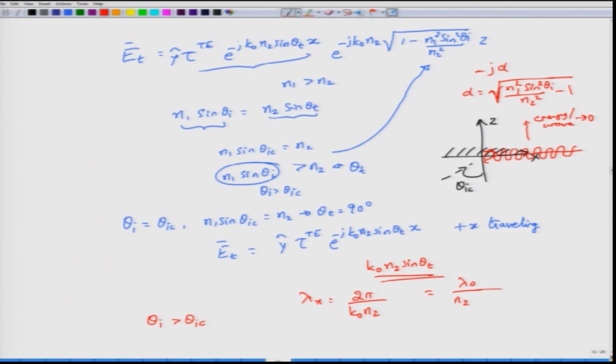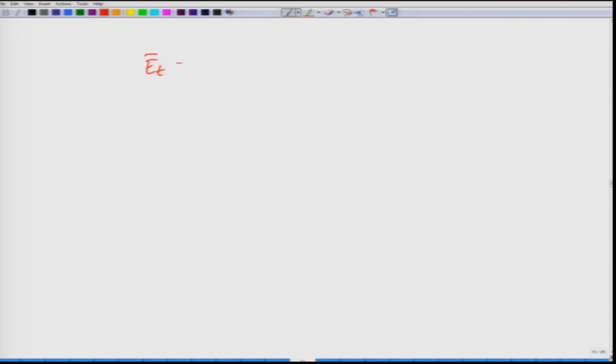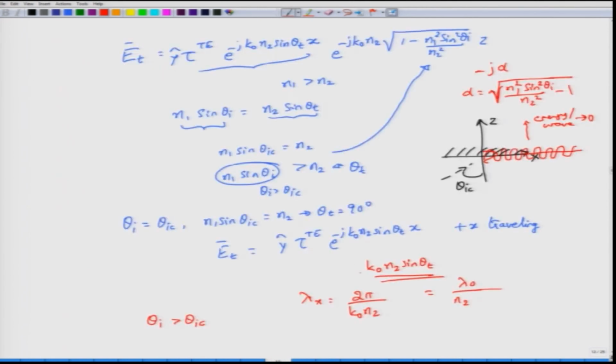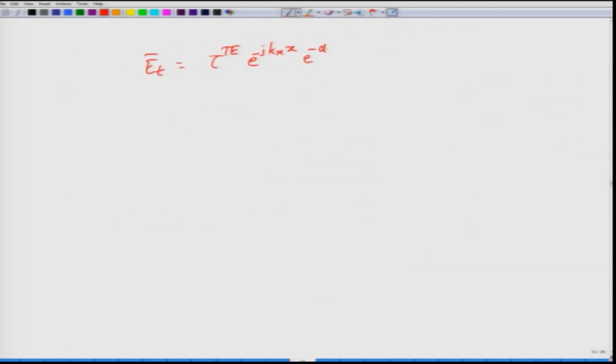So, I can rewrite this quantity once theta i is greater than theta ic into this form, and then alpha will be equal to this expression. So, the electric field would become tau te power minus j kx x, where kx is the wave vector k0 n2 sin theta t. Of course, sin theta t you can calculate, times e to the power minus alpha z, and it is this alpha which tells you how quickly the wave would decay as you move away from the interface.